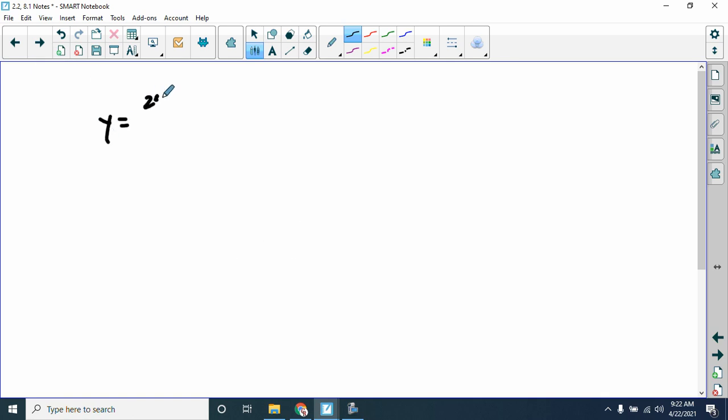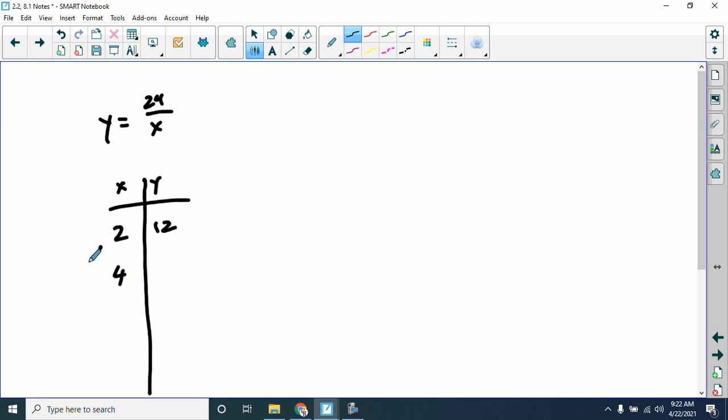If I have y equals 24 divided by x, let's take a look at the same thing we just did. If my x value is 2, my y value is 12. If I double my x, so now it's 4, this is times 2. If I plug in 4, I get 6. Notice I am dividing by 2.